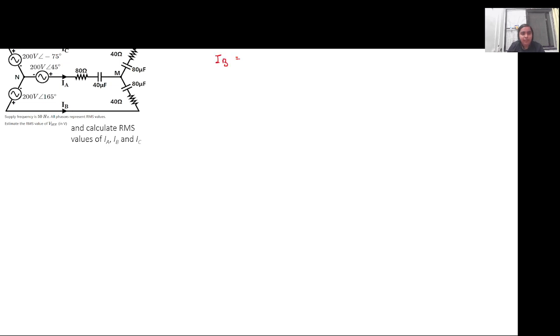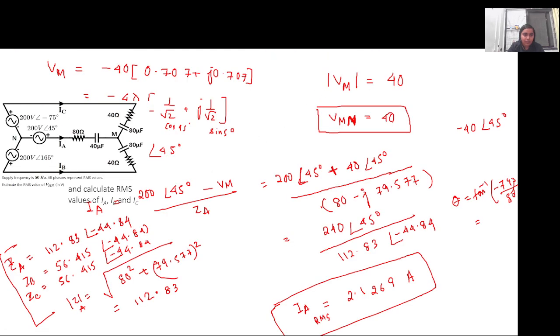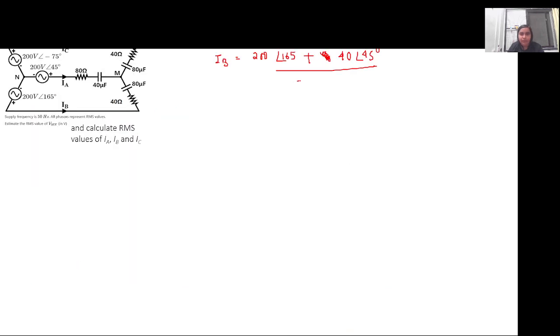So IB will be equal to 200 angle 165 minus VM. So this will be minus 40 with angle of 45 degree, and this is ZB. Since we had calculated earlier, in place of ZB you can write 56.415 angle minus 44.84. In this case, since the two angles are different, we'll have to simplify properly.